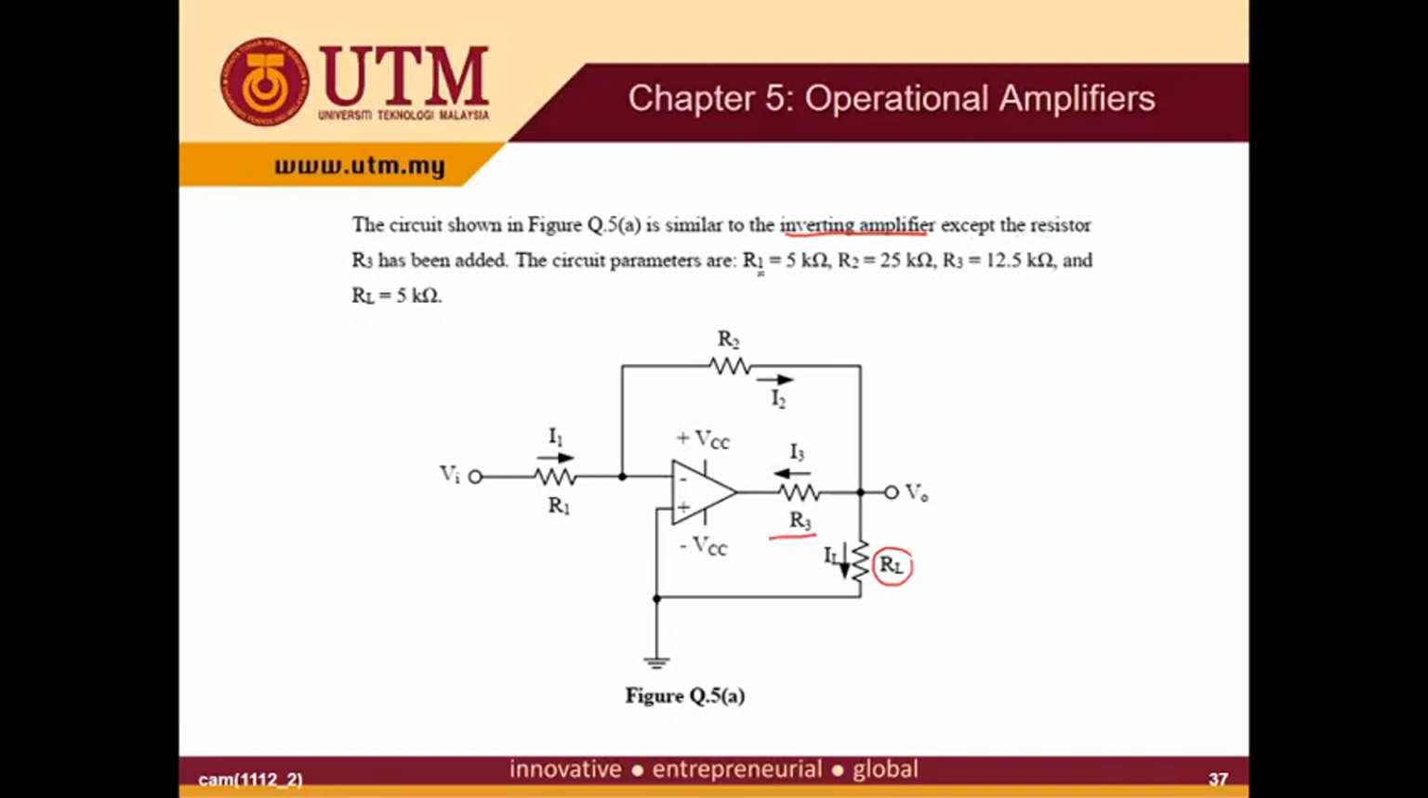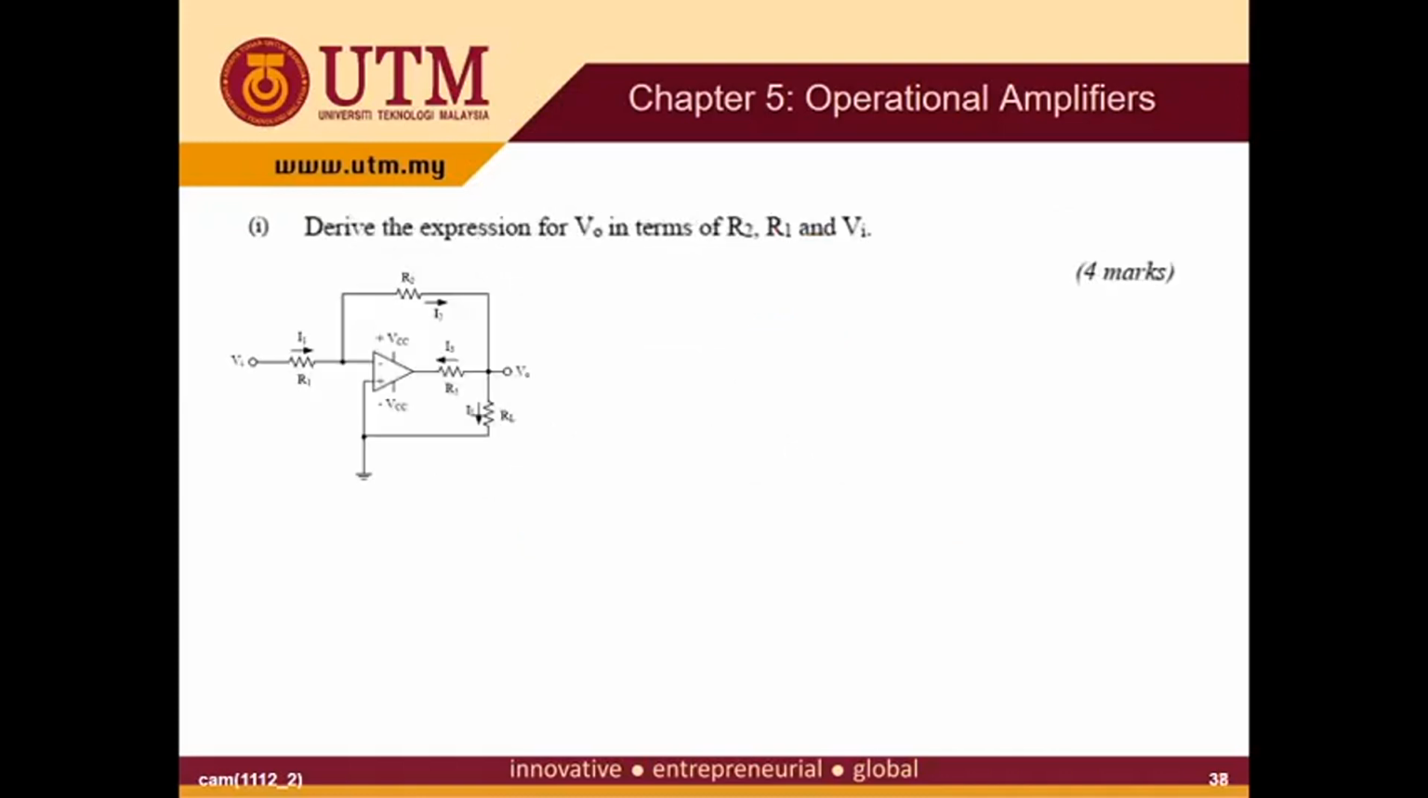The circuit parameters are given. All the resistor values are given. R1 is 5 kilo ohm, R2 is 25 kilo ohm, R3 is 12.5 kilo ohm, RL is 5 kilo ohm. Derive the expression of Vout in terms of R2, R1 and Vi.